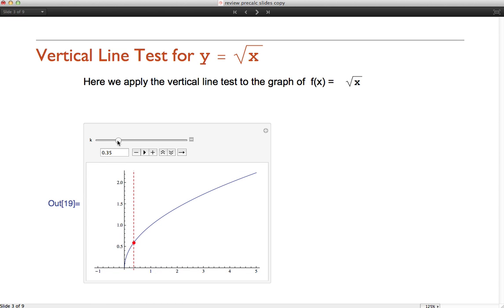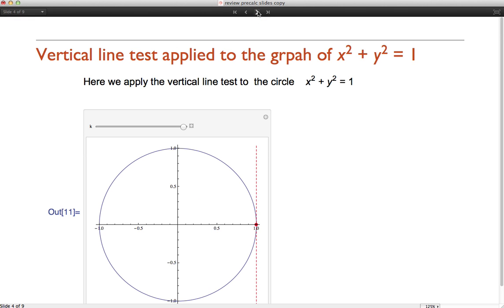And then as we move the line to the right, we see when it does cut the graph, it cuts the graph exactly once. So this does pass the vertical line test, at least for the window we're looking at. So we can conclude that this is the graph of a function, but of course we knew that already.